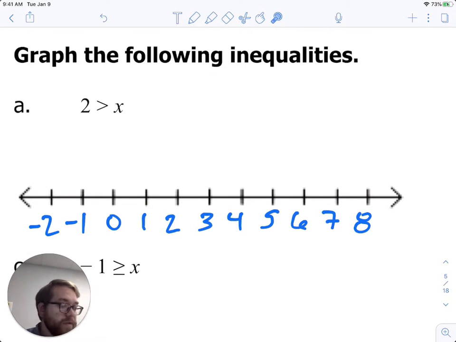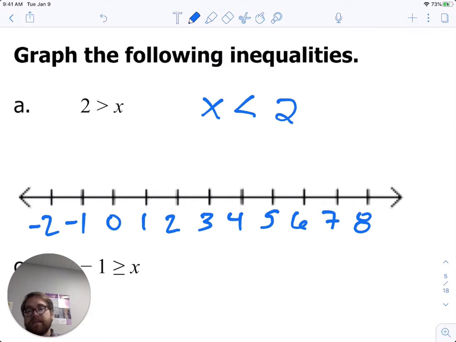So again, you could read it backwards, but what you can also do is just flip things around. I'm going to flip the x and the 2, but if you're flipping the x and the 2, you also have to flip the sign. So instead of it saying greater than, we're going to change it to be less than. So 2 greater than x is the same thing as saying x is less than 2. Notice I flip everything. If I flip the x and the 2, I also have to flip the sign.